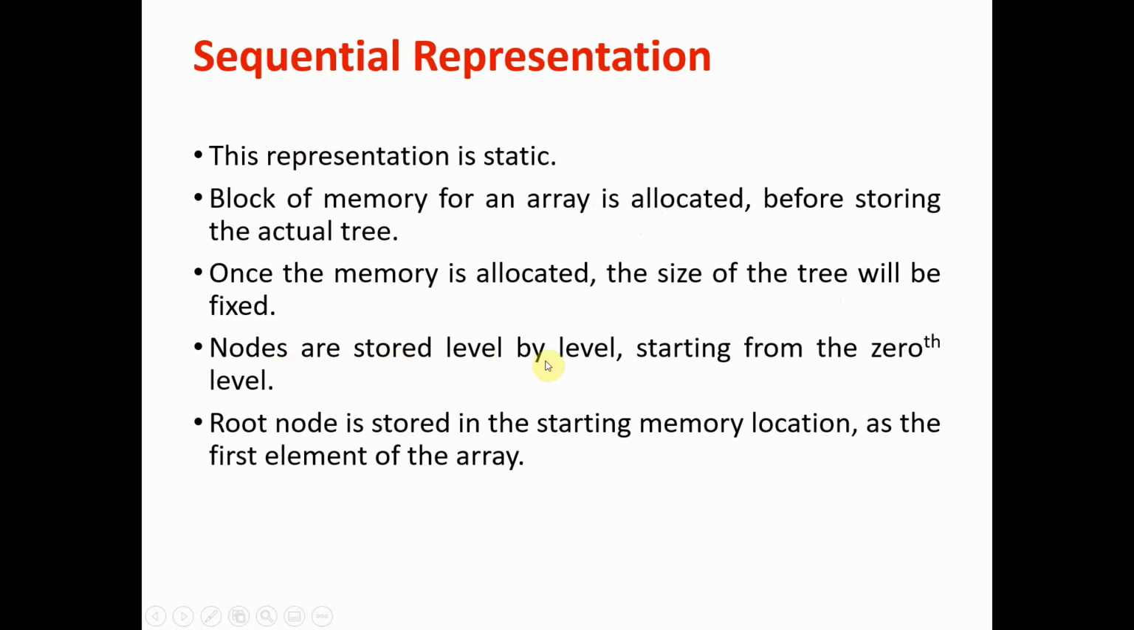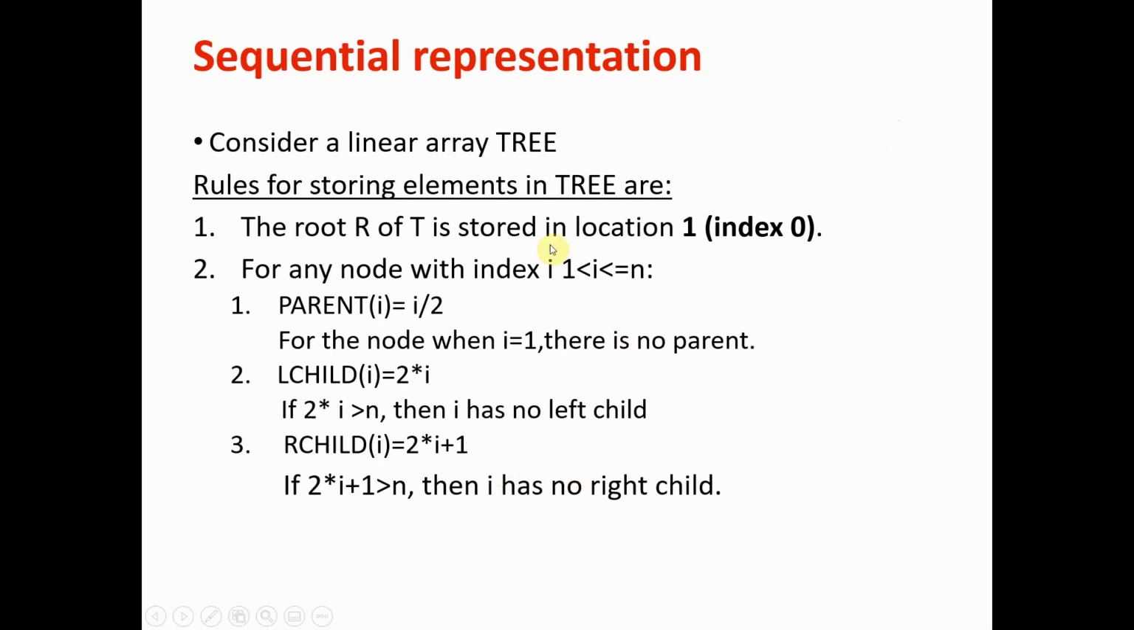Nodes are stored level by level, starting from the 0th level all the way to the last level, going from left to right. The root node is always stored in the starting memory location as the first element of the array. I'll show you how this is done using an example, but this shows some of the rules of the sequential representation. The root is always at location 1, right? Location 1 in C++ would be index 0 of the array. So be careful: when we talk about location 1, it means the first element of the array. It's not index 1, and it's definitely not index 1 in C++.